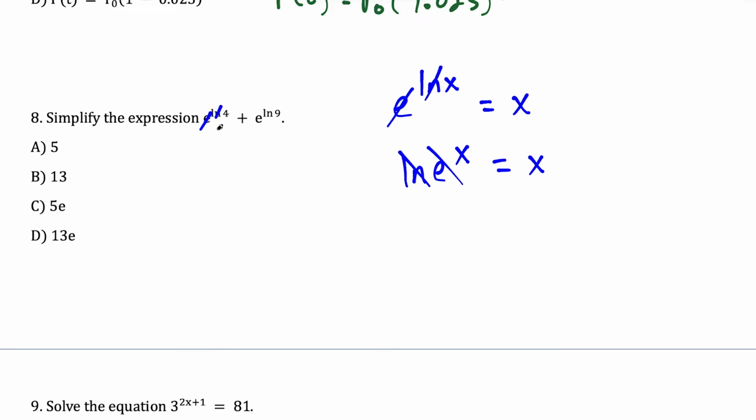E and natural log are opposites. So this simplifies to 4 plus, and once again, we're going to use the idea that e and natural log are opposites, and that's going to give us 4 plus 9. And 4 plus 9 is equal to 13. So choice B is our answer.